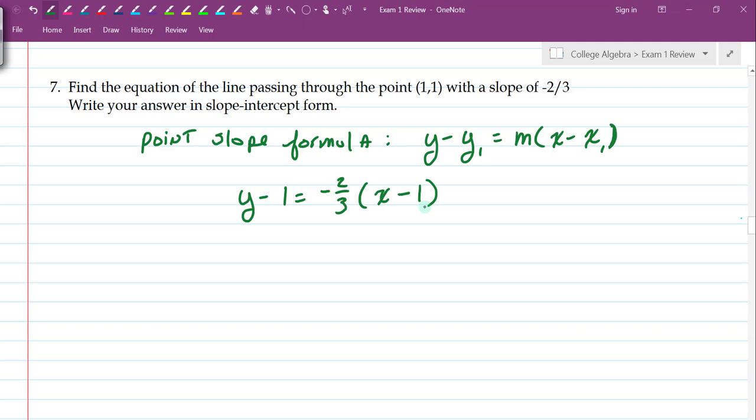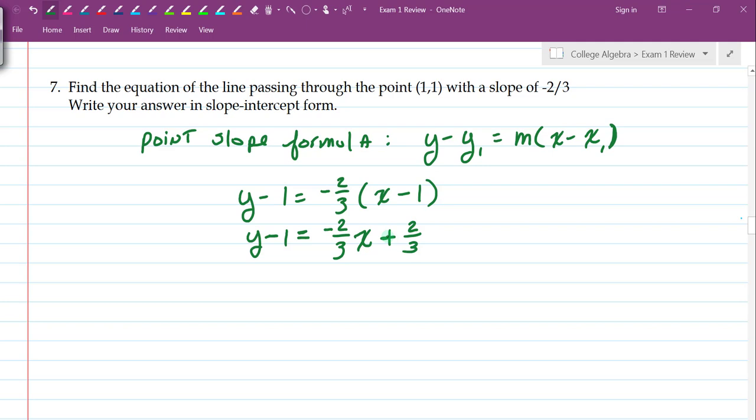And that's the beginning of our solving of this problem. All we have to do now is simplify it, distribute, and we will have our solution. So we're going to first distribute our negative 2/3 to both the x and the negative 1, and we end up with y minus 1 is equal to negative 2/3 x. Now we have a negative times a negative, that gives me a positive. 2/3 times 1 is 2/3, so that's plus 2/3.